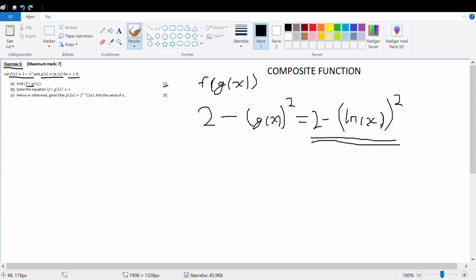Let's take a look at B. Solve the equation f dot g of x equals x. What does that really mean? Well, it basically tells us I want to solve a problem that looks like this. And let me just finish it up. There we go.